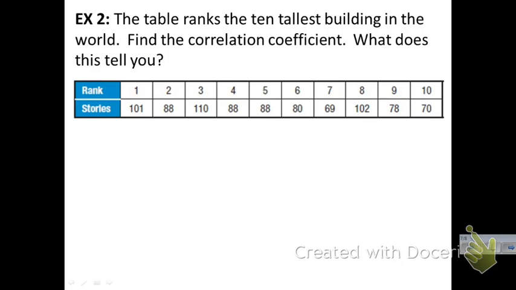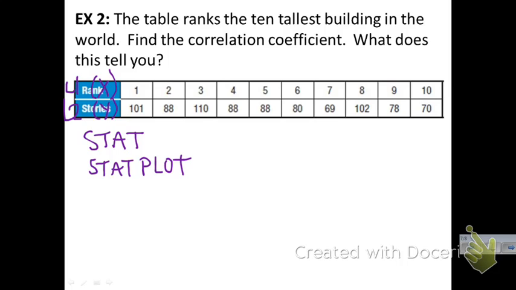So example 2 says the table ranks the 10 tallest buildings in the world. Find the correlation coefficient, and what does this tell you? So the first thing that you're going to do is you're going to put this into your list. So to do that, remember we press stat. We'll put rank as list 1, or you can think of it as the x value, and stories is L2, and that's your y value. And then we'll enter them in our calculators and make sure that we have our stat plot turned on so that we can see the graph.